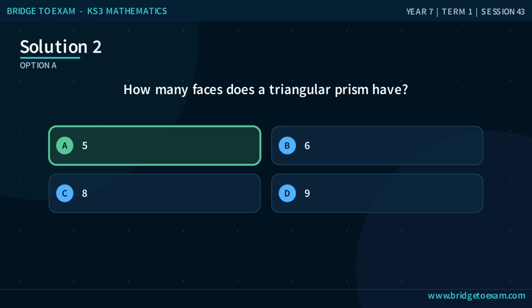Option A is correct. 5 faces. 2 triangular ends plus 3 rectangular side faces make 5.